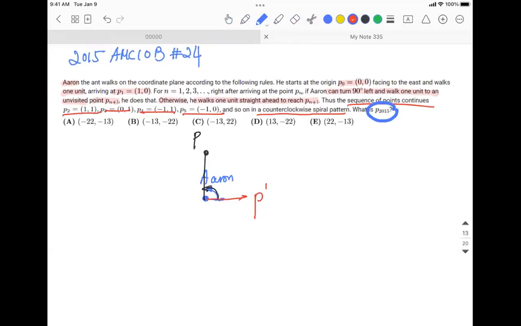Okay? He has to walk way more steps than 2015 in order to achieve such a point. But anyway, let's try to figure out what is going to be the coordinate for P2015. So this problem, how are you going to deal with that?